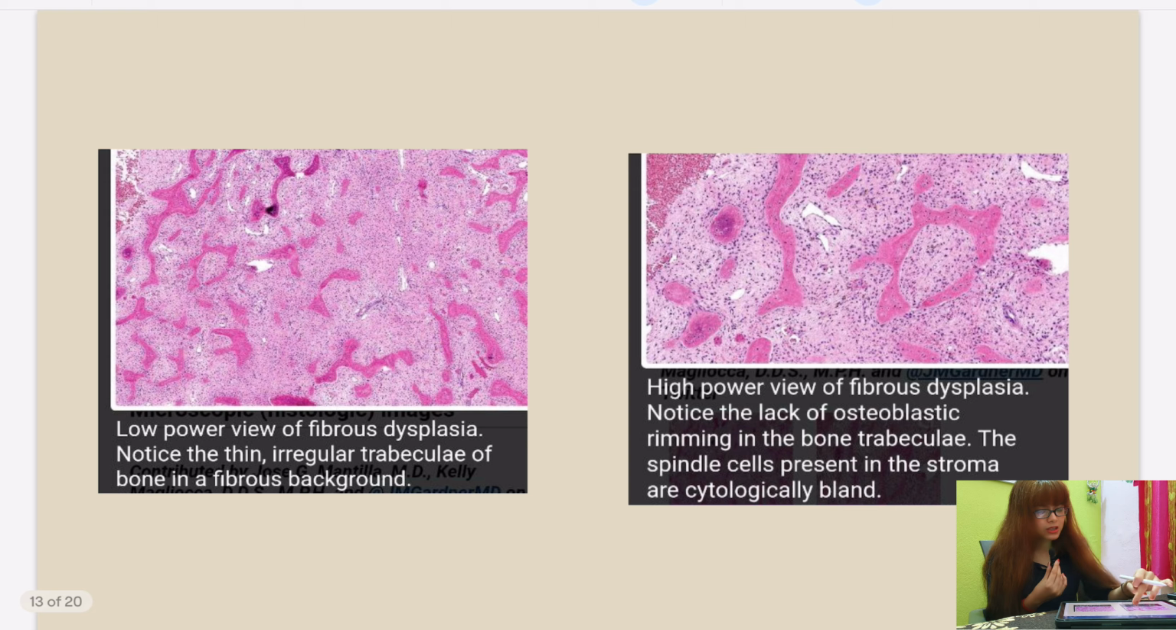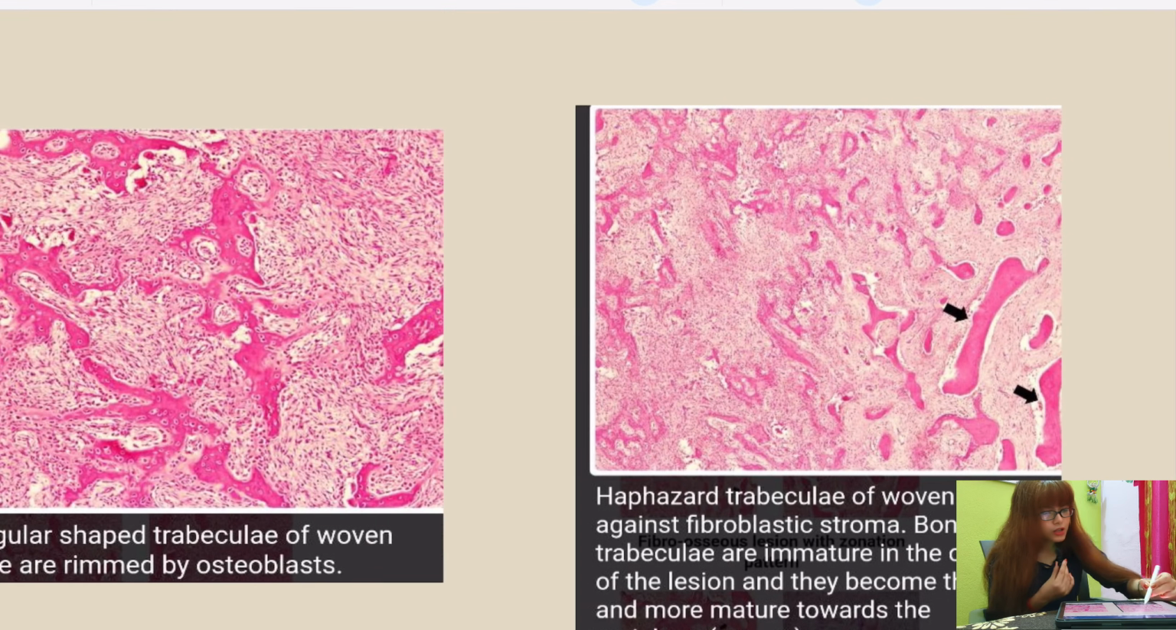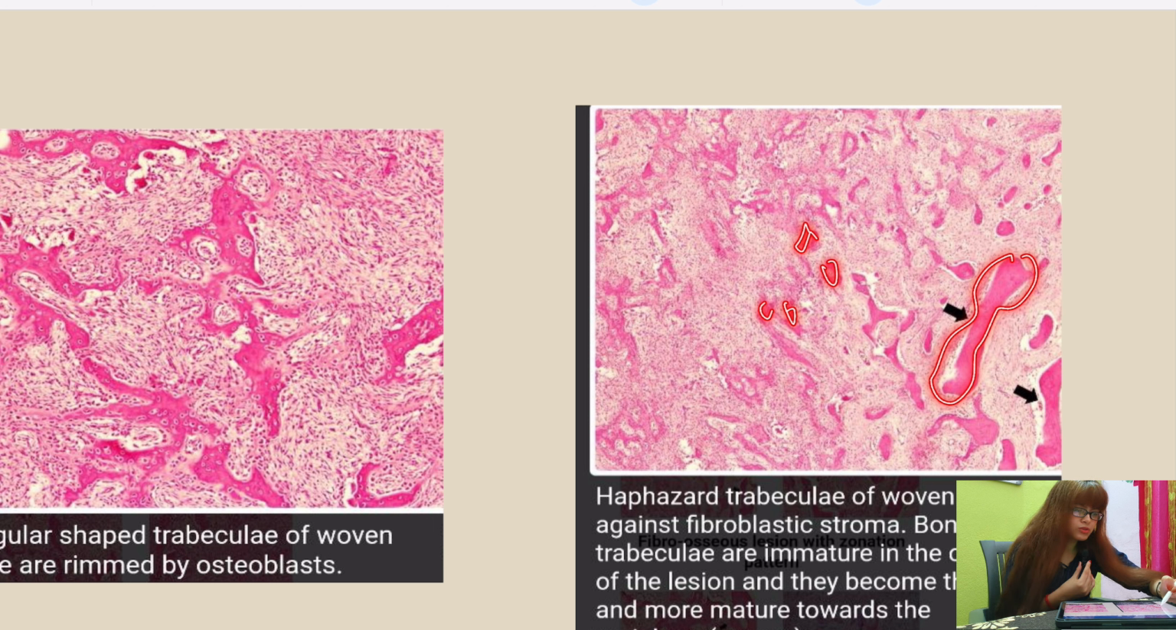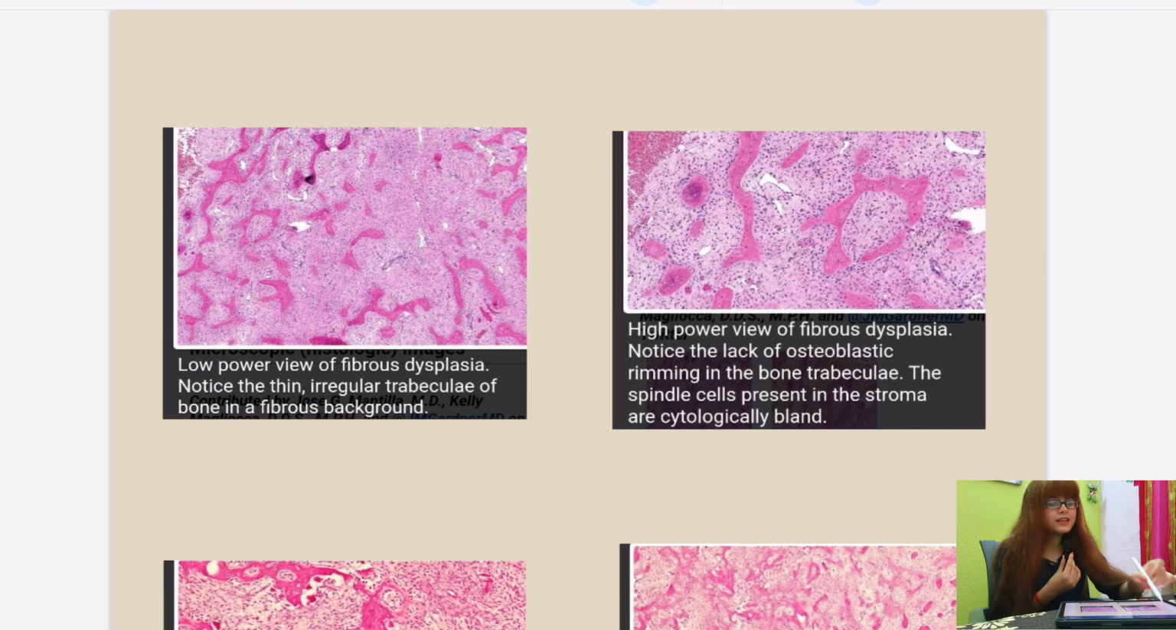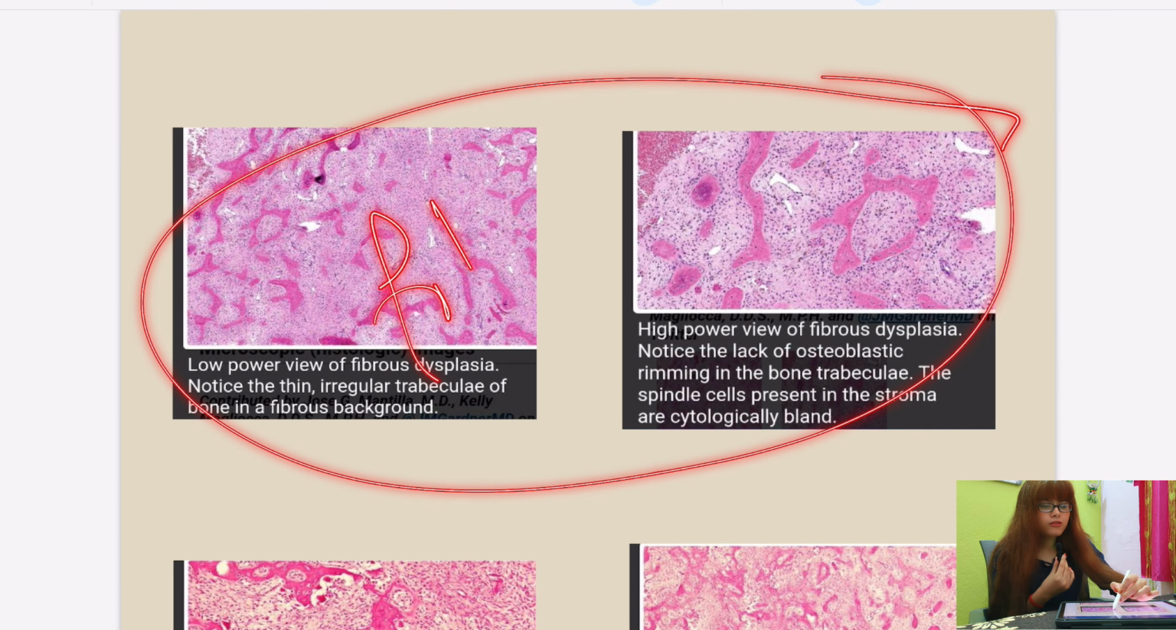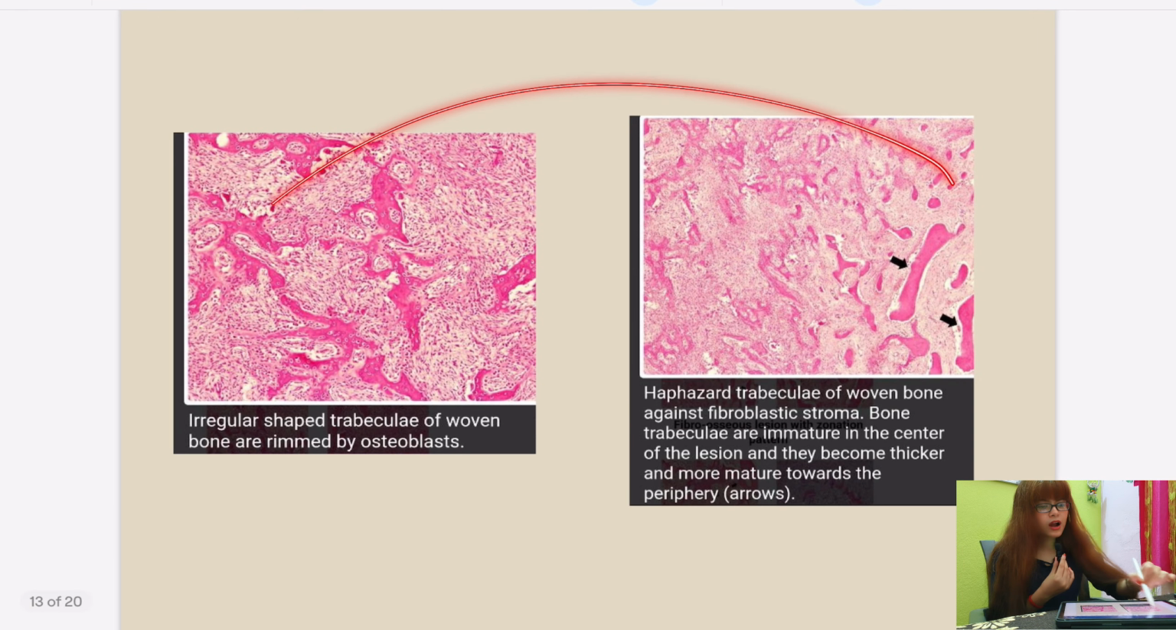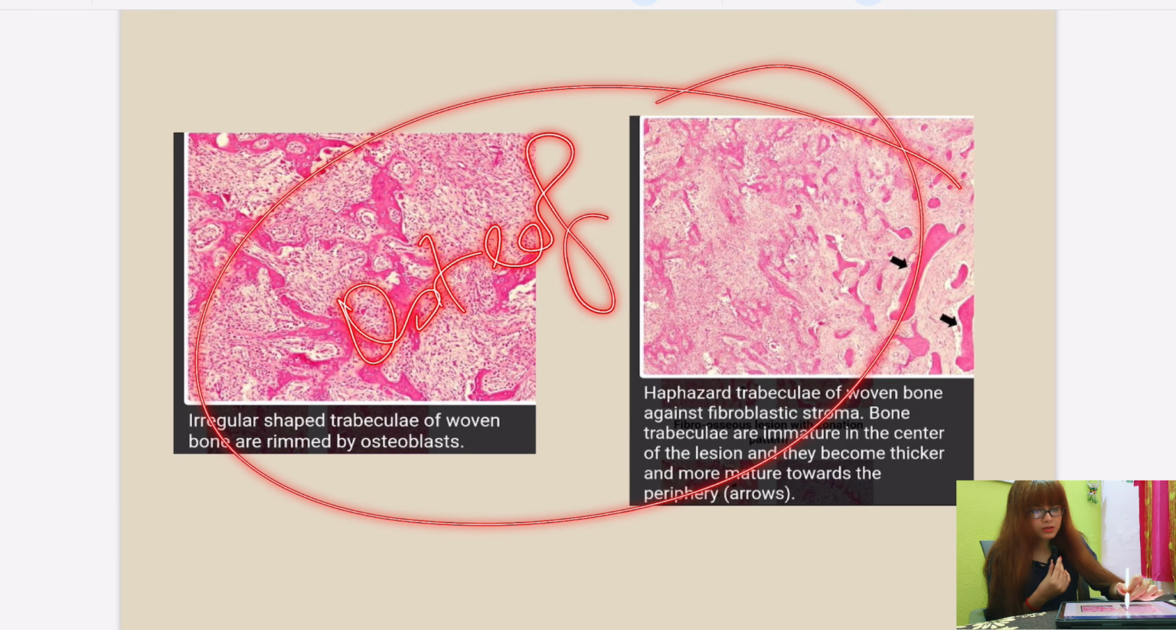So you can see here in this image, the center has such a thin deposition of bone, but towards the periphery you see that the bone deposition is so thick and so mature, right? So this is the zonation pattern. I hope you understood this. So now you can tell me that these two images are of what? Of fibrous dysplasia, okay, and these two images are of what? Of osteofibrous dysplasia. So what are the two important differences I mentioned? Number one is the osteoblastic rimming and number two is the zonation pattern.